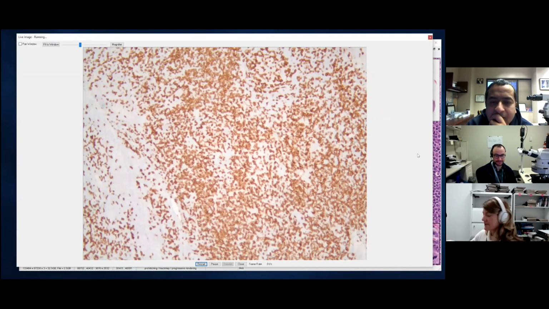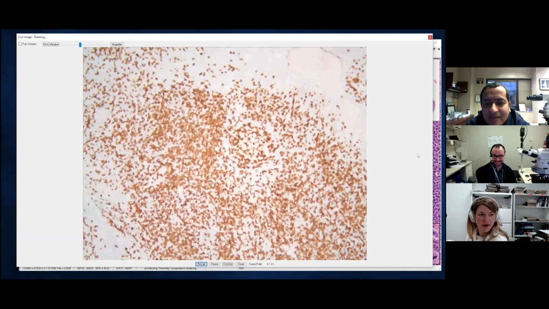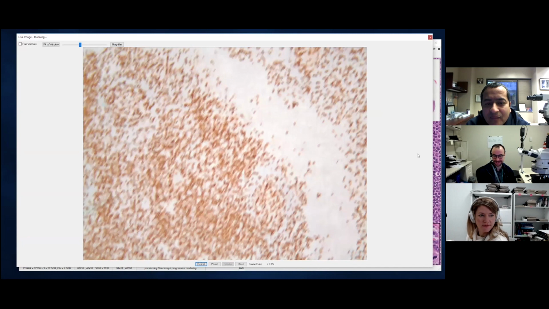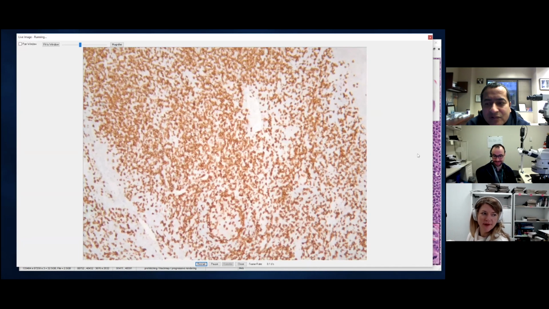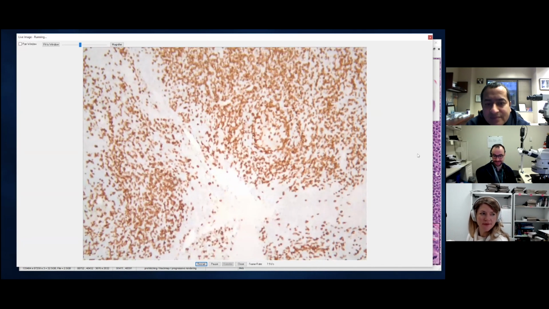This is a CD3, and there are a lot of CD3 cells in there, to be honest, which is why we never rely on just one stain. So there's one of our little germinal centers there, and you can see a targetoid appearance around it.